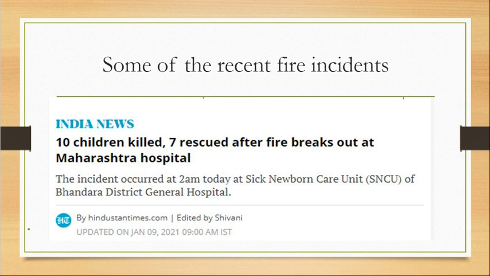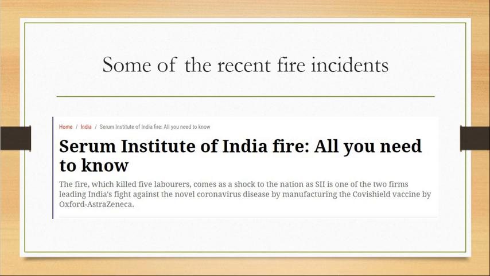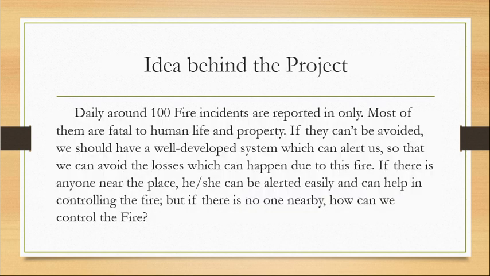Every now and then we come across articles about fire incidents. Here I show you some recent ones. Daily, around 100 fire incidents are reported. Most of them are fatal to human life and property. And this is what alarms us, that we should have a well developed system which can alert us so that we can avoid these losses to human life as well as property.